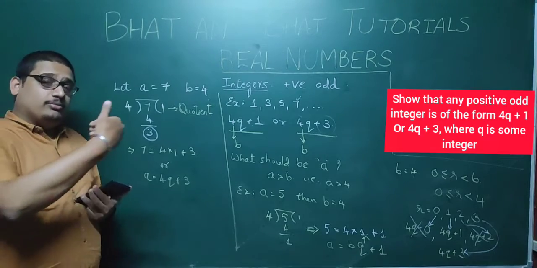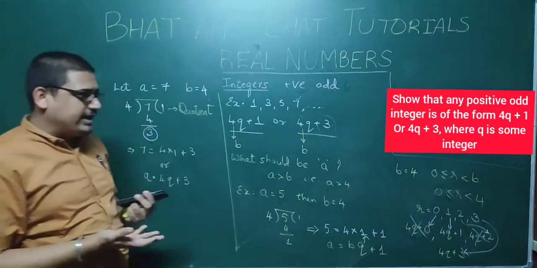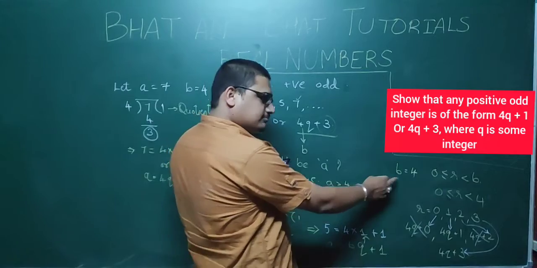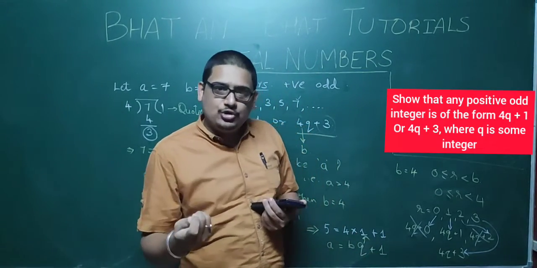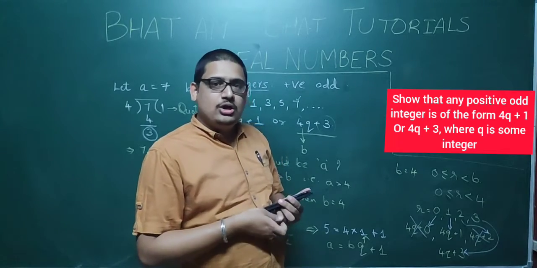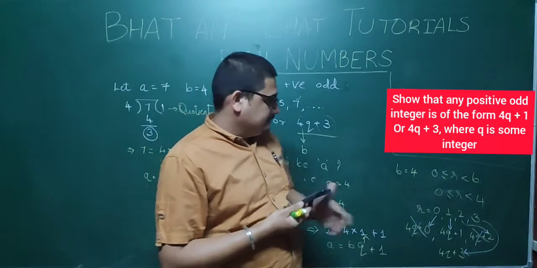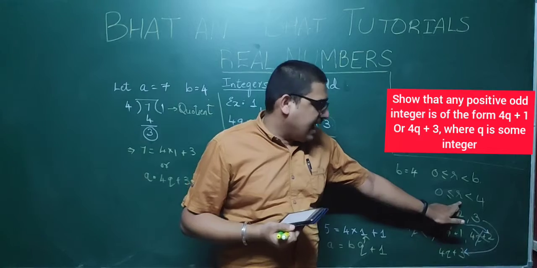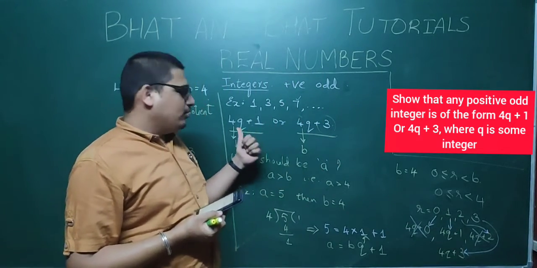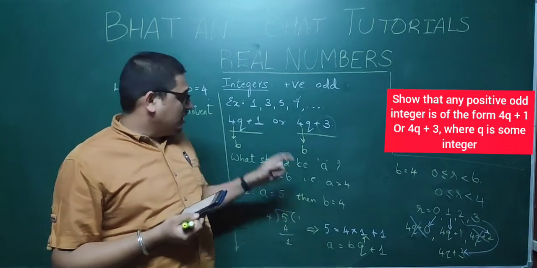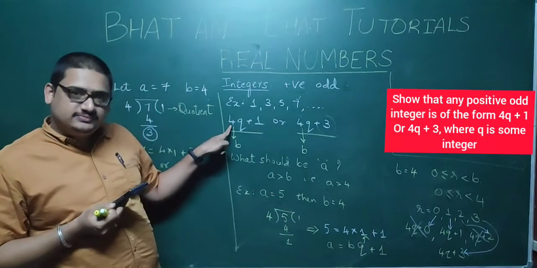Now coming to the mathematical statements. How do I do that? I took B as 4. Now Euclid's division lemma states that R should be greater than or equal to 0 and less than B. That means my R for this question can be 0, 1, 2, 3 because my B is 4.